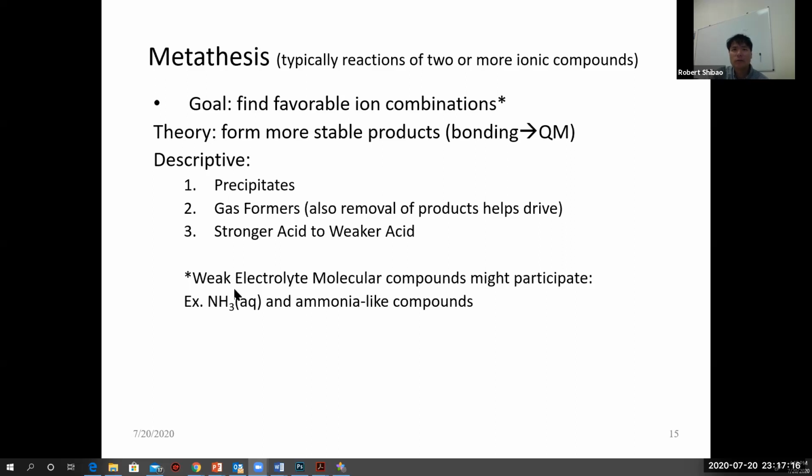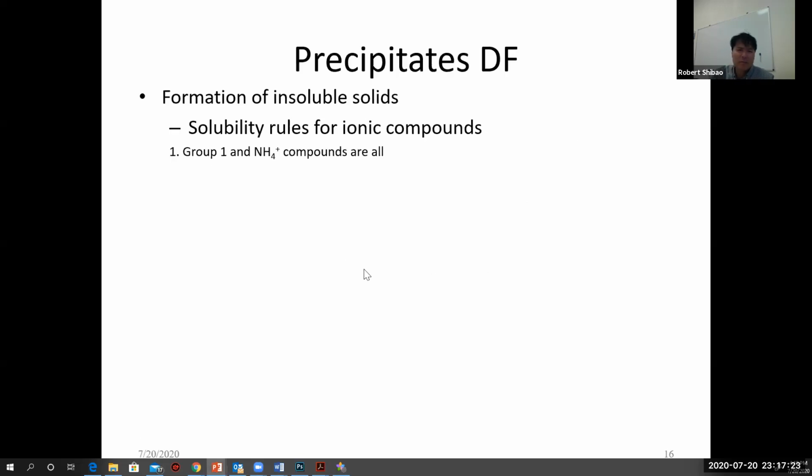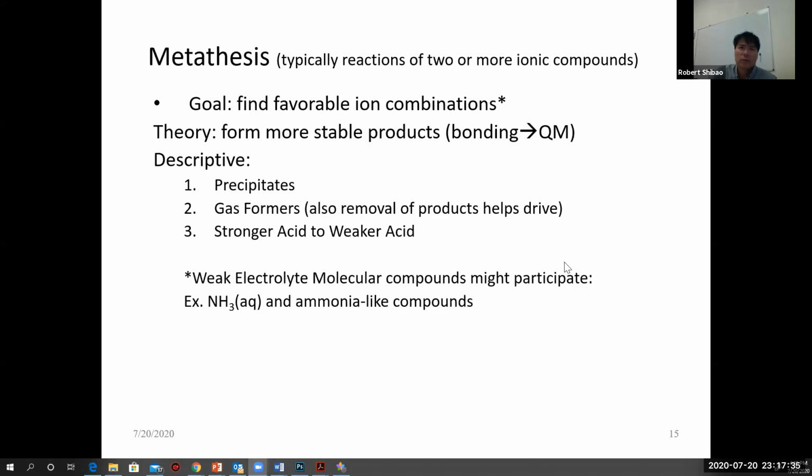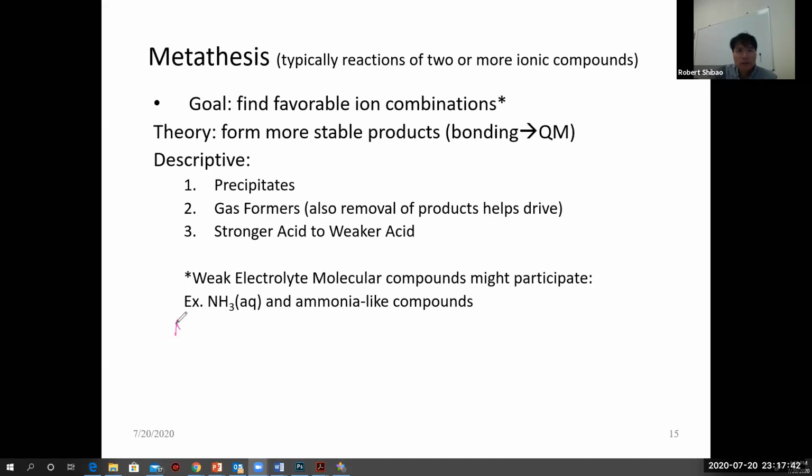Sometimes we have weak electrolytes that could participate, like ammonia and ammonia-like compounds. Ammonia-like compounds are called the amines. And so ammonia and the amines are weak electrolytes. Now, what are weak electrolytes? Weak electrolytes partially dissociate in water. Now, ammonia, what the bases do is something called hydrolysis. And so let's look at base hydrolysis.